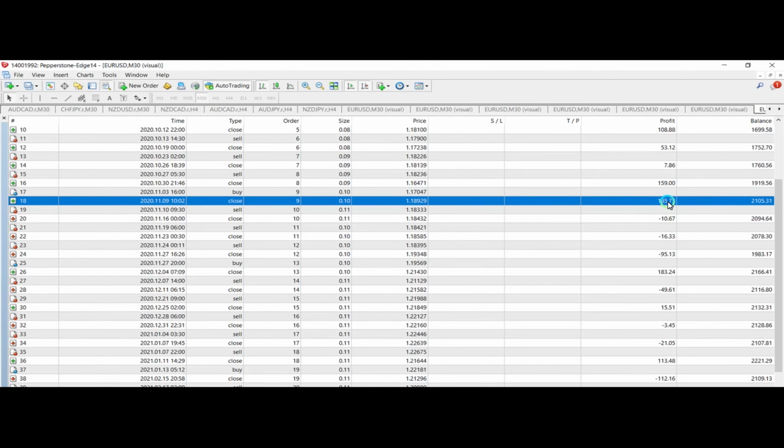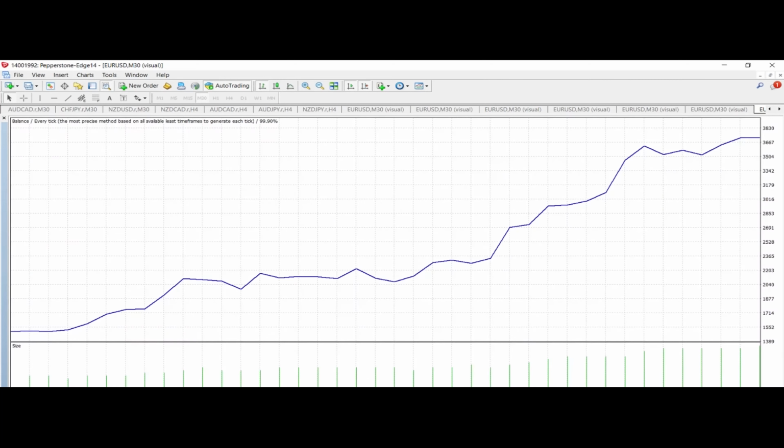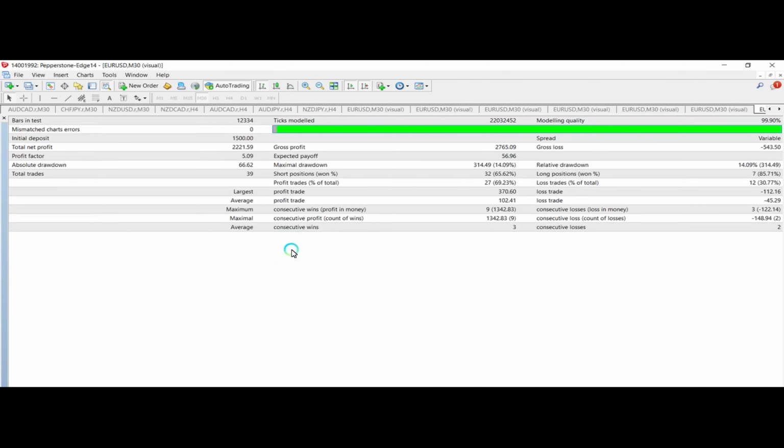So as you see, it is a huge trade, and when it is not right, it is really not just half of the average winning trades, but it is less than half when it is not right. So it is 99.9% tick data quality. It is every tick, and let's see the report now.